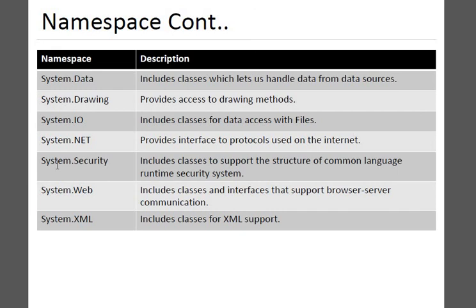Then System.Security, where security features are provided with the help of this namespace. System.Web, when you are developing your application as a website, the ASP.NET concept, where browser-server communication takes place. Then System.Xml includes the classes for XML support. So these are some examples of already available namespaces. With the help of them, you can build and execute your application.